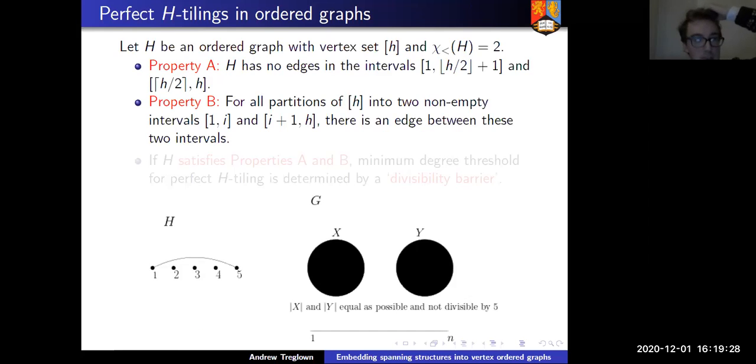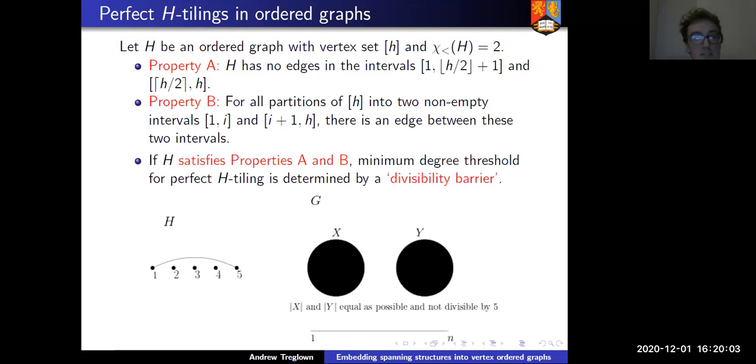Okay, so I've written property A up again. So now what's property B? Property B says, if H has property B, then however you partition the numbers 1 up to |H| into 2 intervals, there's always going to be an edge going between the 2 intervals. So however you partition into 2 non-empty intervals, there's always an edge between these 2 intervals. Okay, so the previous slide dealt with H that didn't satisfy property A. Now let's look at H that satisfies property A and property B.